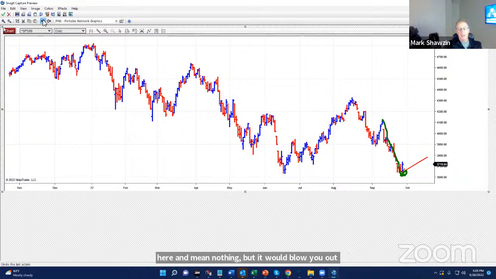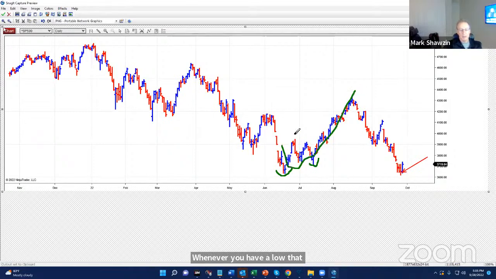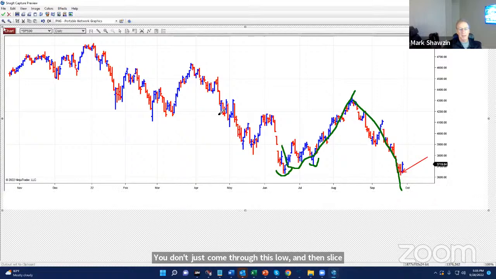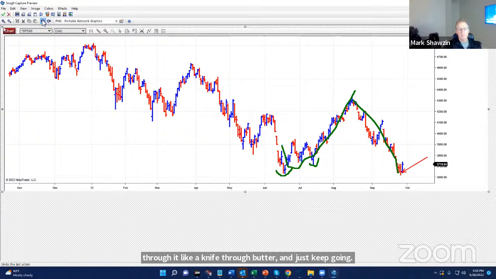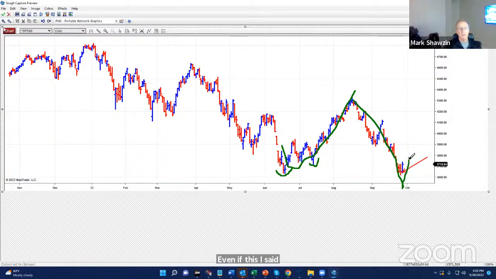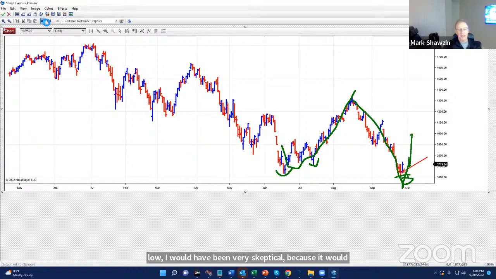So it's a combination. I'm still very bearish, but you're right at a major low. Whenever you have a low that results in a huge rally off that low, you don't just come through this low and slice through it like a knife through butter and just keep going. There's always some give back. Even if this makes a new low, I said yesterday I would have been very skeptical, because it would probably just have trapped you down here and then taken your shorts off.